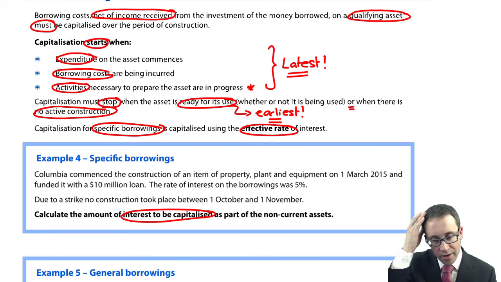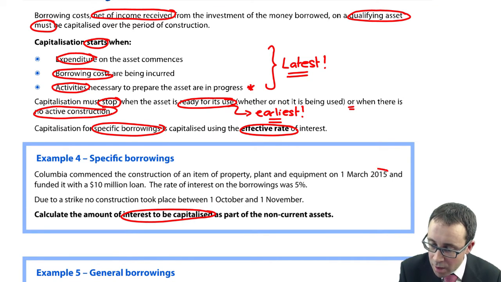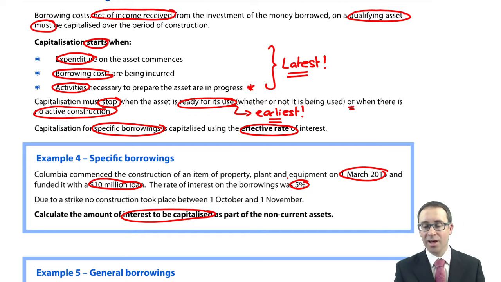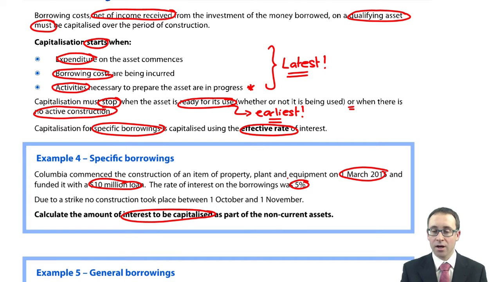Columbia commenced the construction of an item of PPE on the 1st of March 2015 and funded it with a $10 million loan, which had a rate of interest of 5%. So from March all the way to December, assuming December is our year end, that's March, April, May, June, July, August, September, October, November, December. So that's 10 months, isn't it? However, do just be careful.